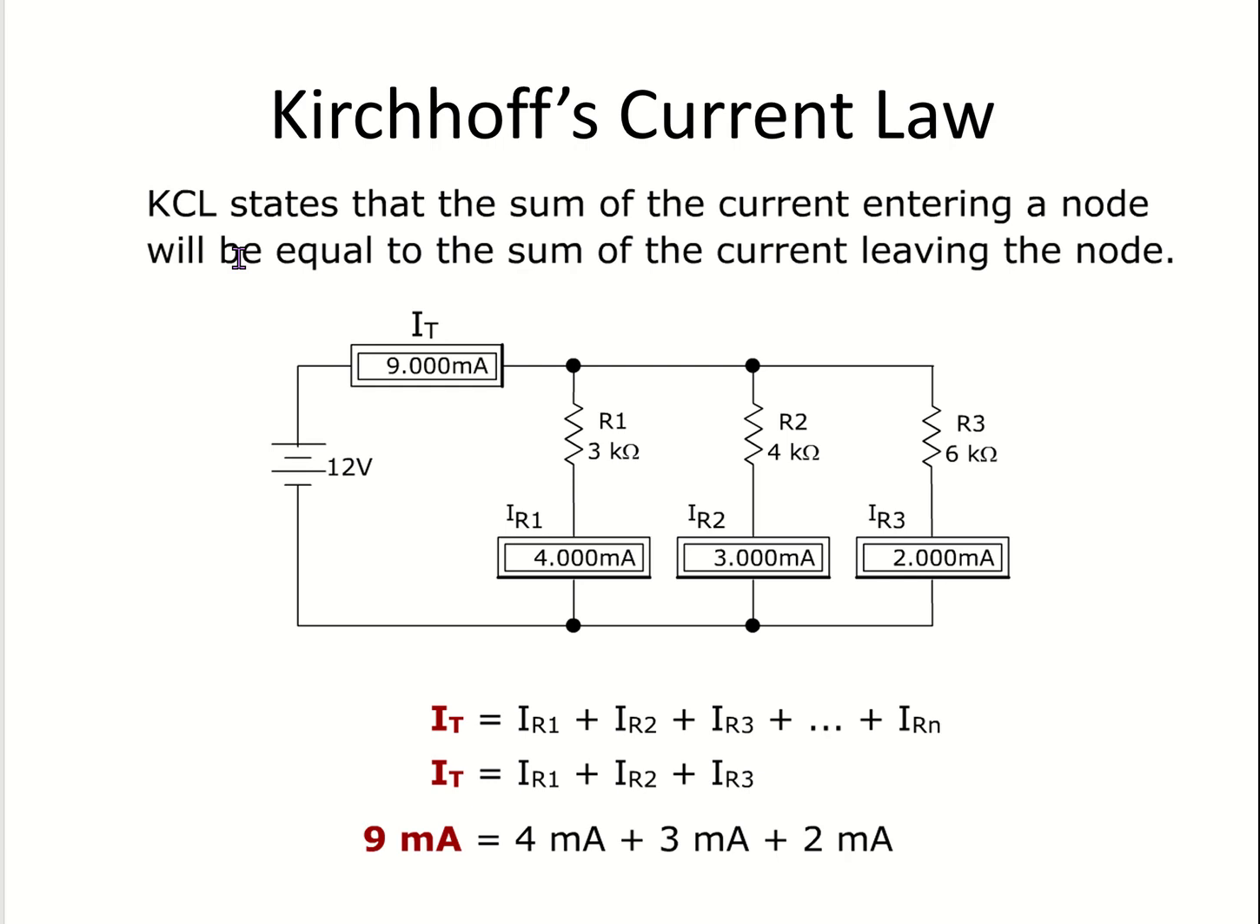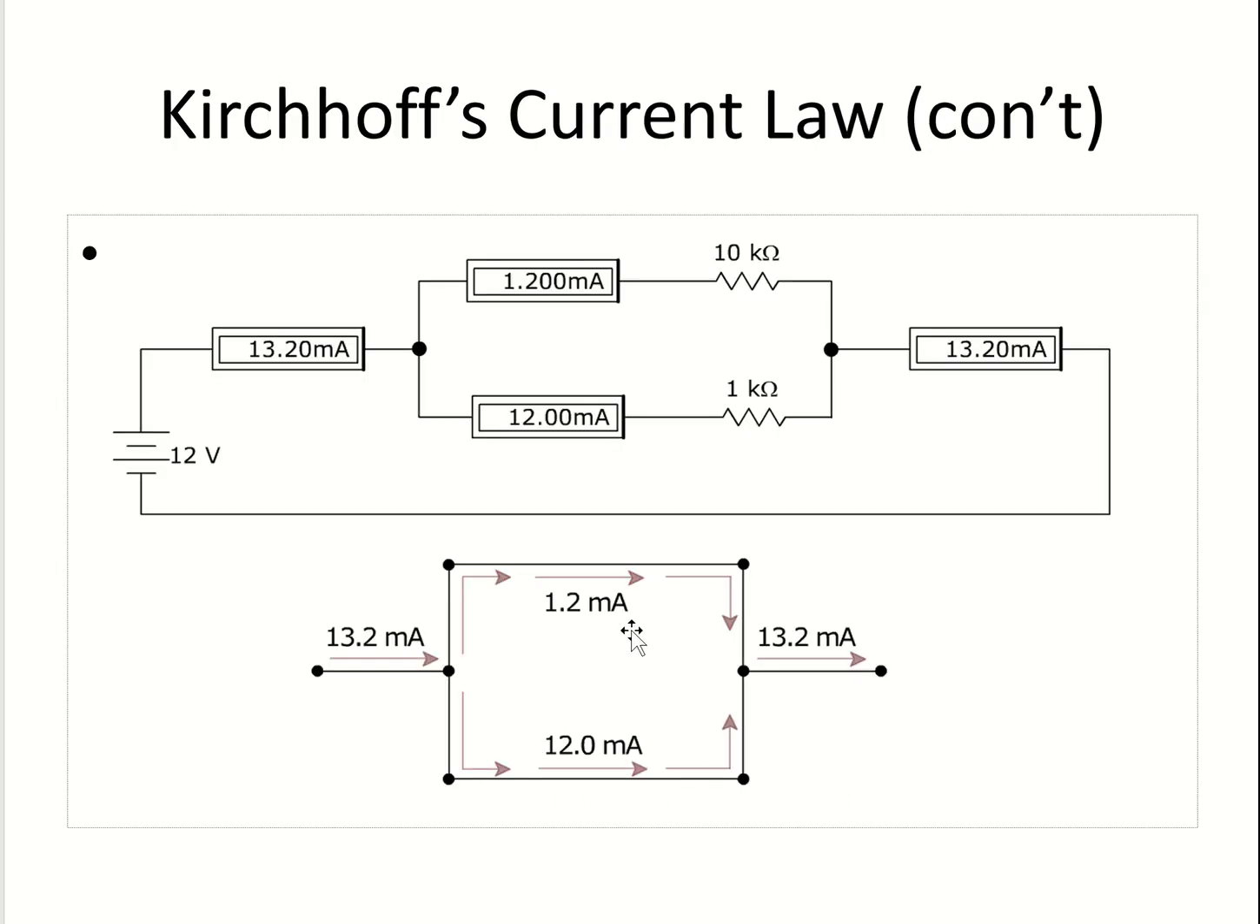The law is also known as point law or current law. A basic example is given of KCL, in which we can see the total current on one side is 9 milliampere, and the sum of the other currents is equal to 9 milliampere on the other side.